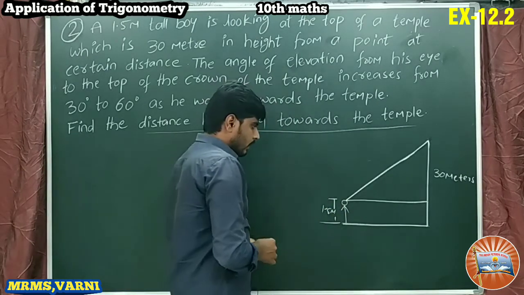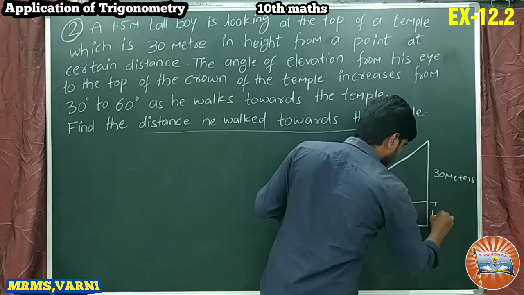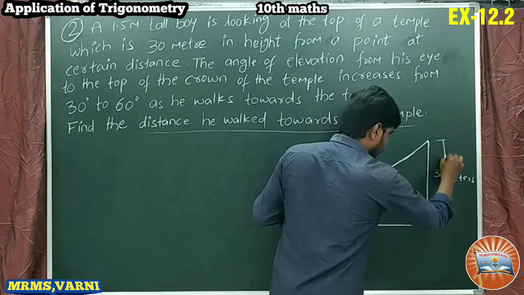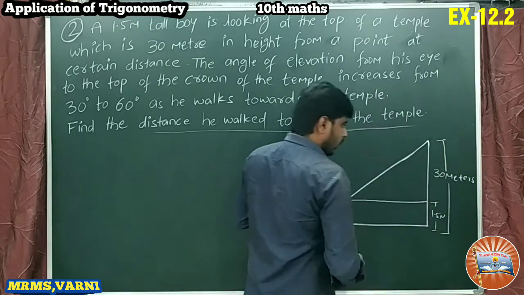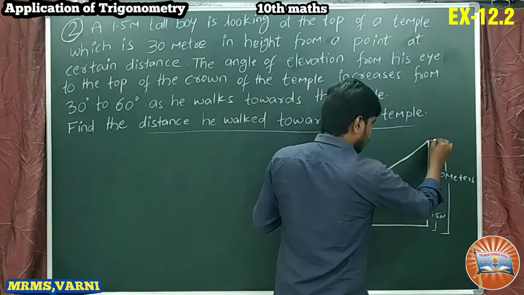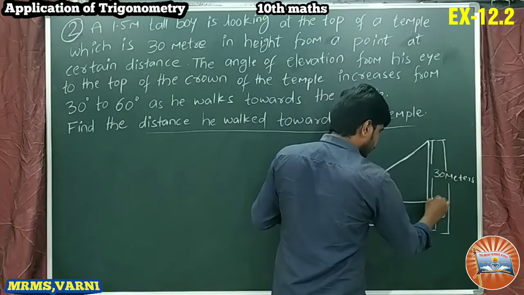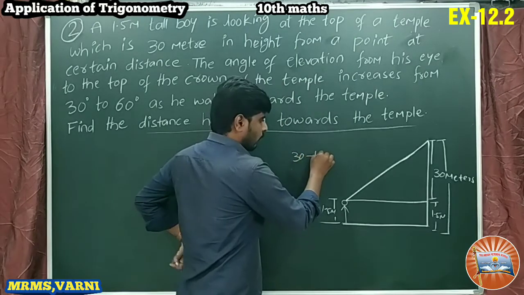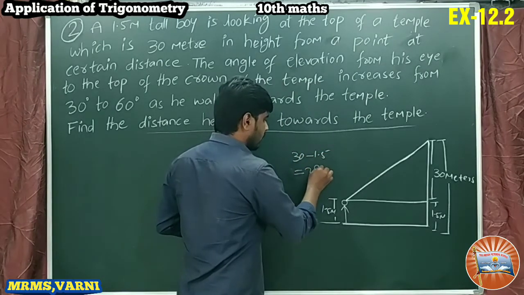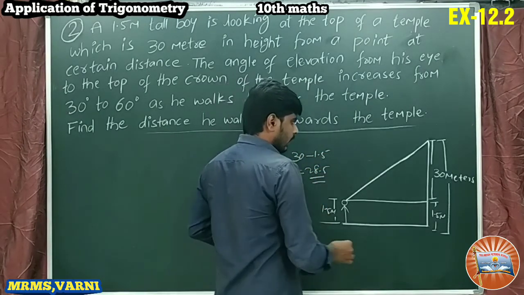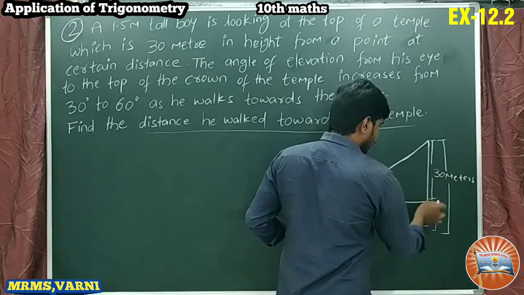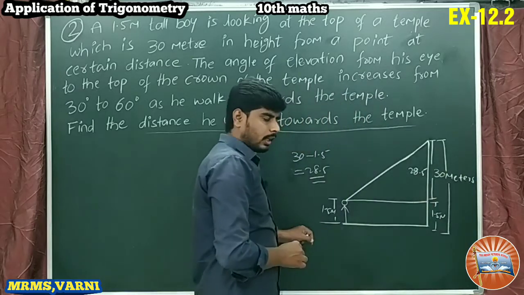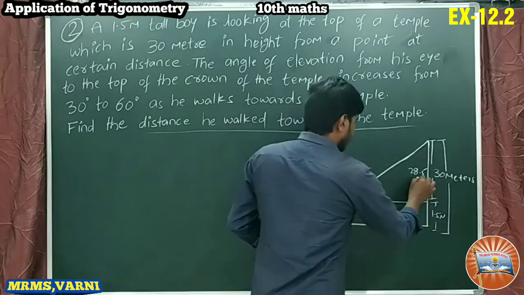What is the height of this? This is also 1.5 meters. From here to here it is 30 meters in total. So what is the height from here up to here? We can subtract: 30 minus 1.5, that is 28.5. So the height here is 28.5 meters.